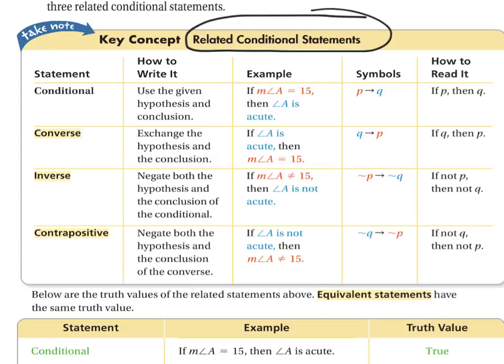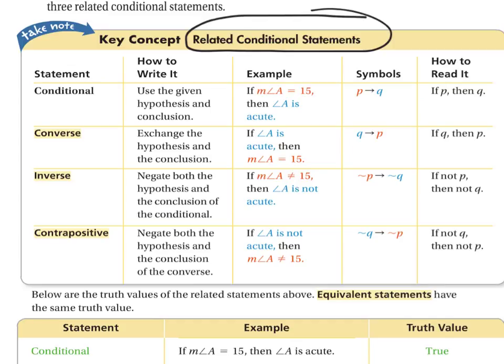So, very first part here, the conditional. Again, you're using the given hypothesis and conclusion. Remember, the hypothesis is the part that follows the word if. The conclusion is the part that follows the word then. So here is an example of a conditional. If the measure of angle A is 15, then angle A is acute. These are the symbols for it. If P, then Q. And that's how you read it.